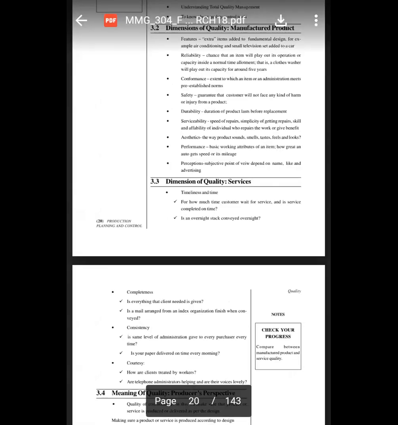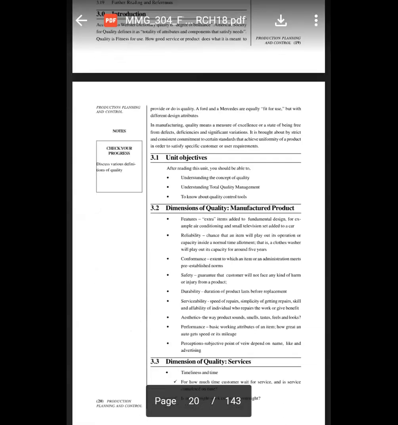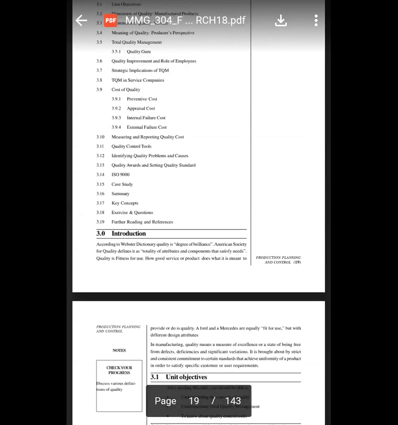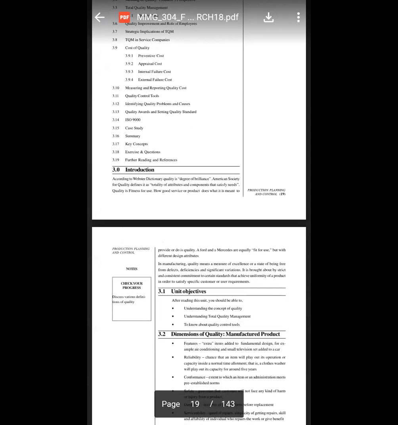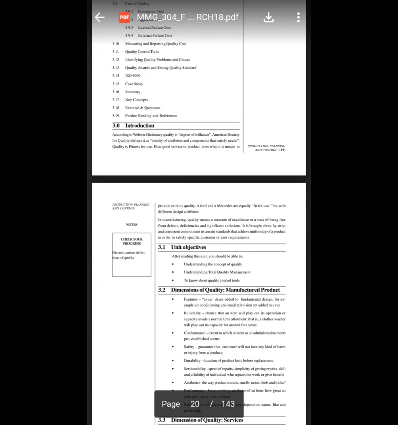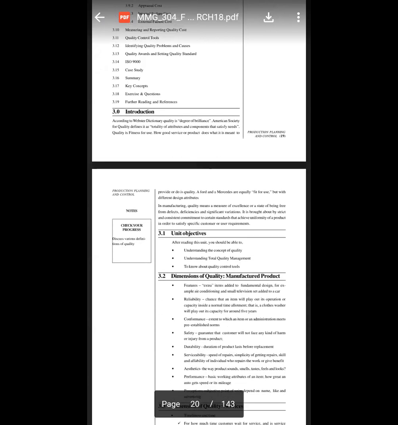Okay, so today we are going to see unit number 3, quality. Now, what do you mean by quality and why is quality required? In any organization, quality is a necessary factor, because with the help of quality we are able to sell our product at a larger scale.